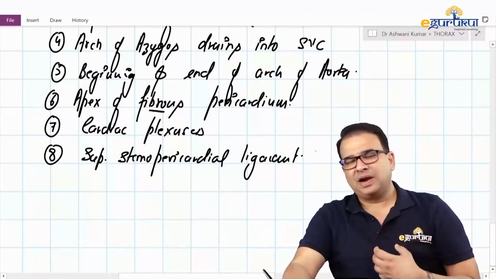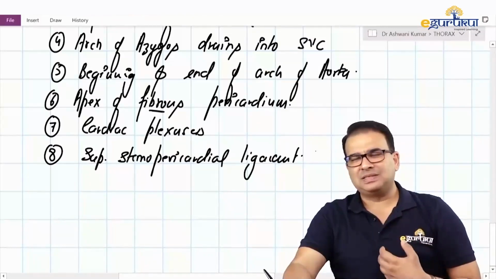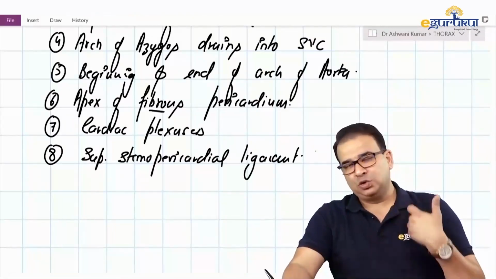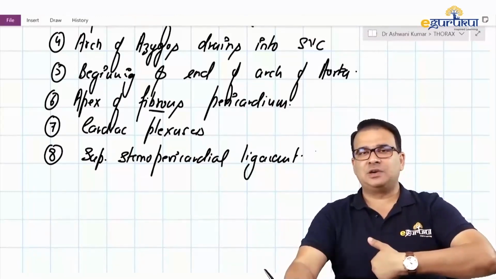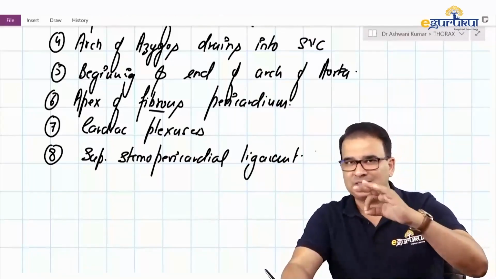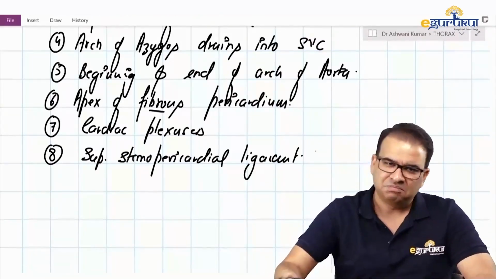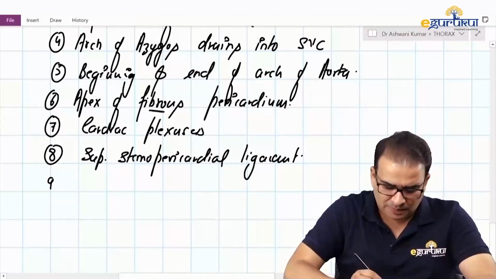There are two sternopericardial ligaments. One is superior, one is inferior. That basically is attaching the sternum bone to the fibrous pericardium. So we have a superior sternopericardial and we have an inferior sternopericardial. So superior is the one which is present at the level of the sternal angle. Another landmark to be remembered.